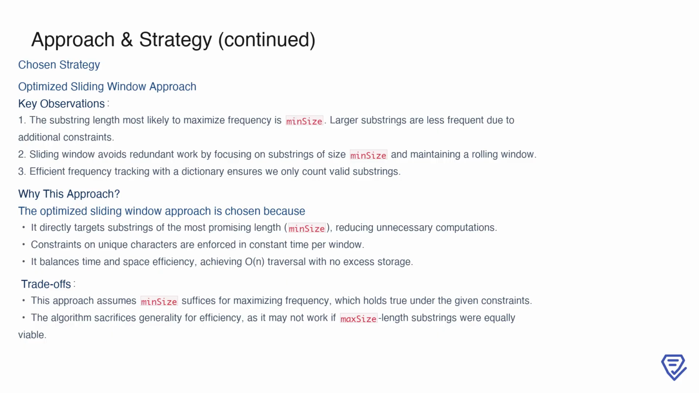However, it does come with trade-offs. The method assumes that focusing on min size suffices for finding the optimal solution. While this is valid under the given constraints, it sacrifices some generality and may not extend to cases where max size length substrings are equally viable.